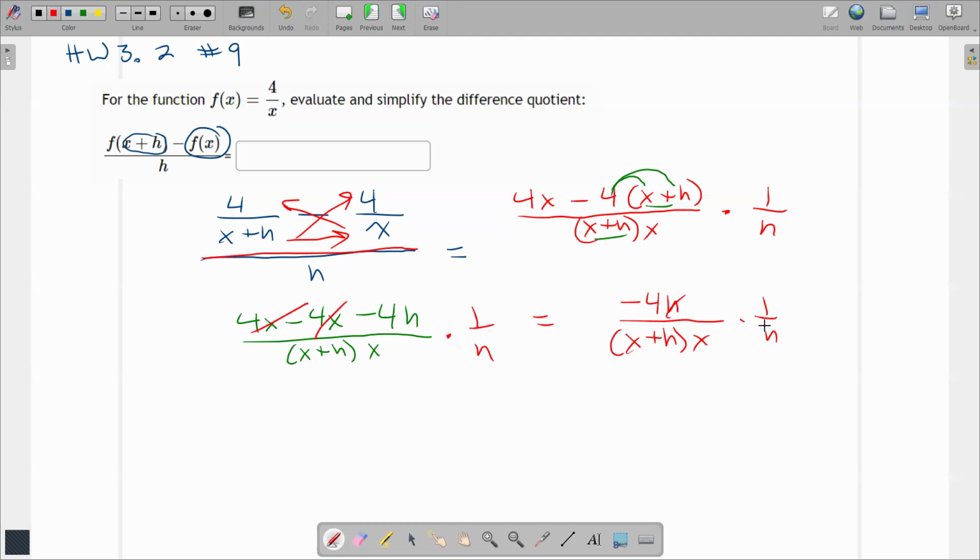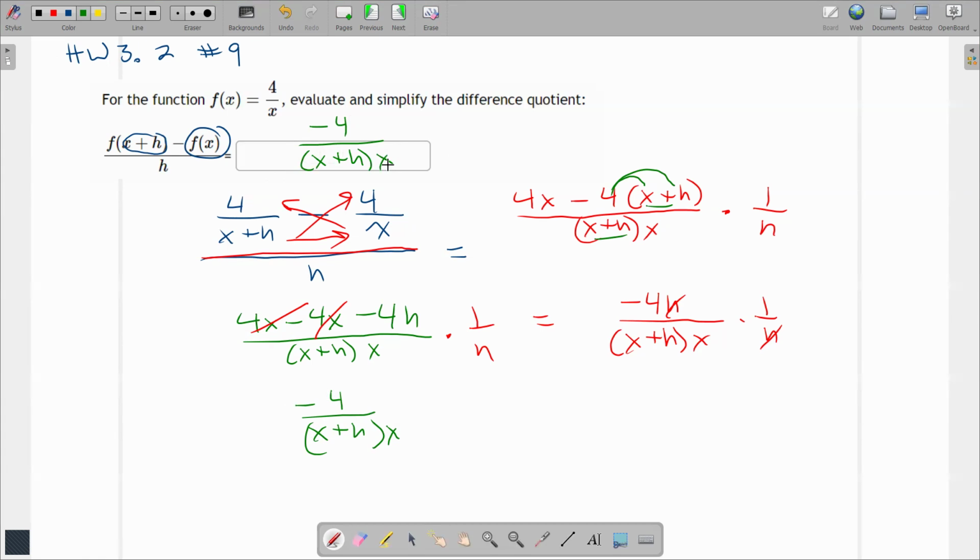And then the h's cancel. And so now what's left? Negative 4 over x plus h times x. Pause one second. Now notice there's no limit here, so I'm done. That's my answer, negative 4 over x plus h times x.